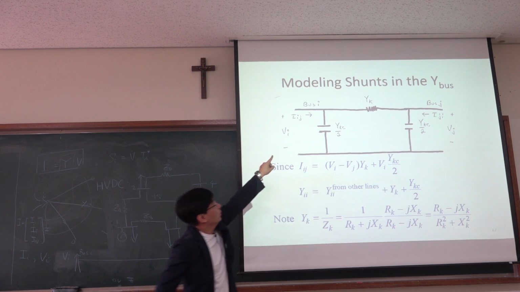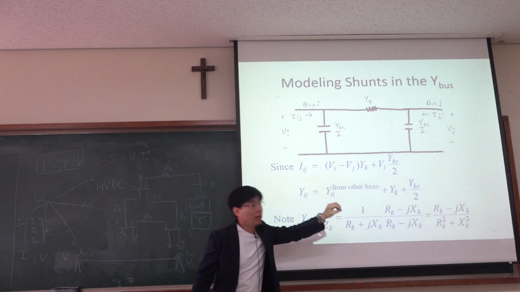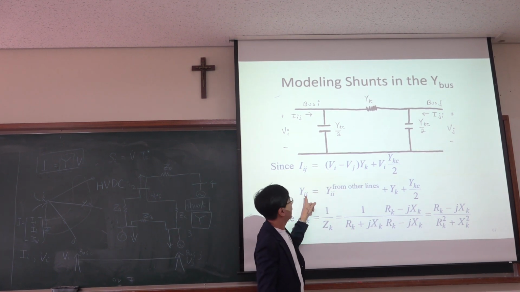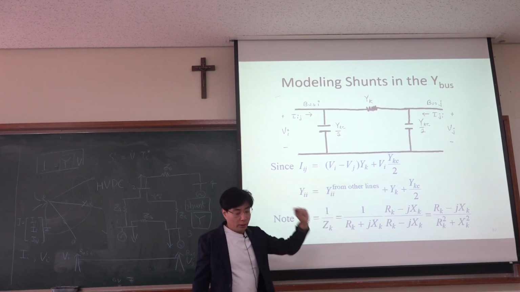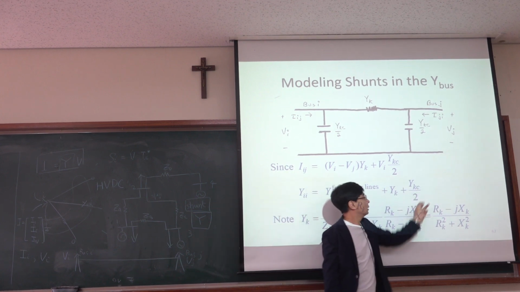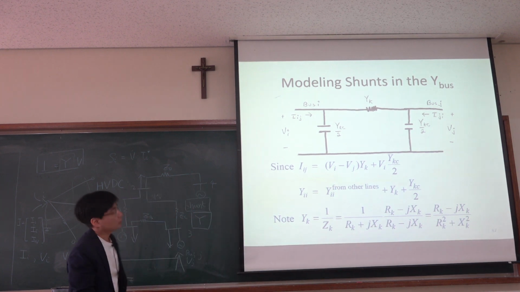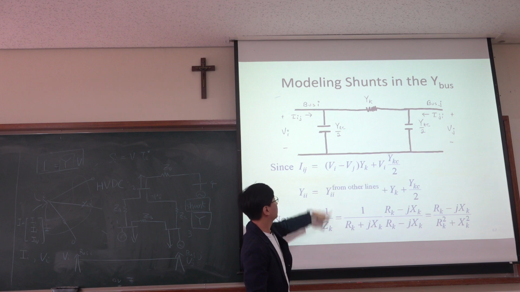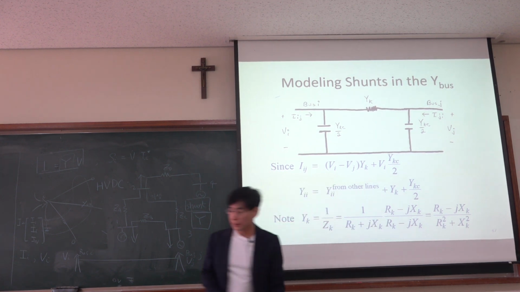So here we only consider bus I and J, but actually there is another bus K and so on. So Yi is the sum of all the admittances connected to bus I plus this one, the shunt capacitance. And Yk is the inverse of the impedance of line K, obviously.